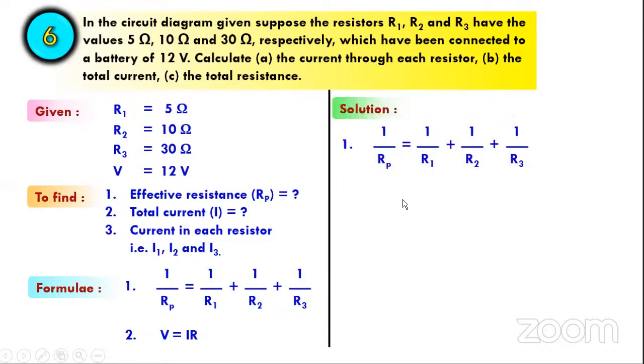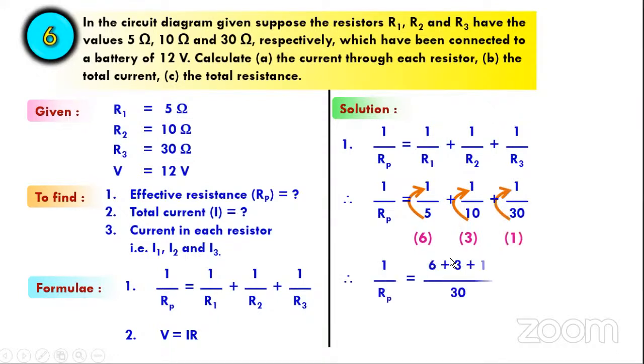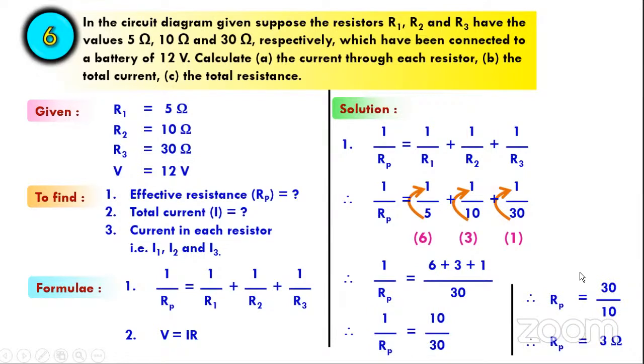Solution for this one: 1 by 5 plus 1 by 10 plus 1 by 30. How many times of 5 is 30? 6 times. How many times of 10 is 30? 3 times. And here it is 1 time. So here 6, 3, 1 by 30 is equal to, finally you got 3 ohms. That is the right answer. Keep it aside.